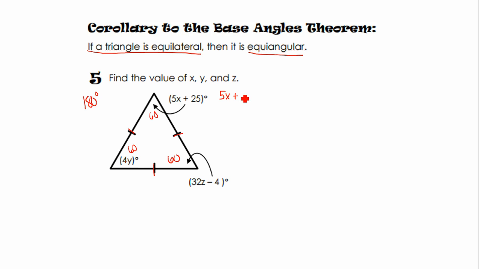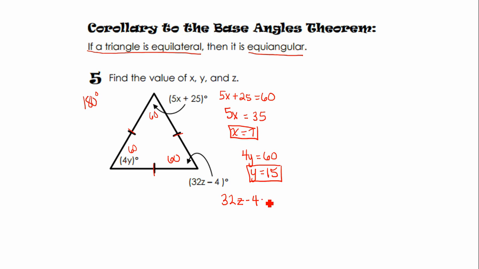So let's start with x. 5x plus 25 equals 60. If you subtract the 25 from 60, you get 35. So x would be 7. Now let's do the same thing with the y. 4y equals 60. Divide by 4, y is 15. And now 32z minus 4 equals 60. Adding 4, I end up with 32z equals 64. Z equals 2.